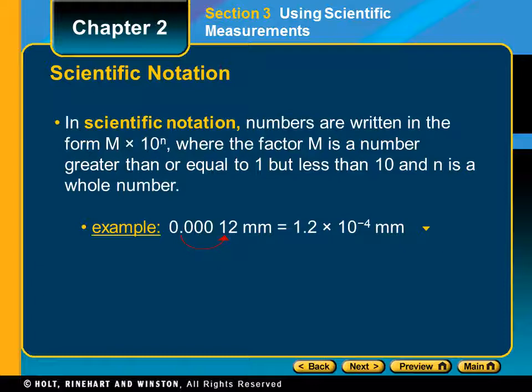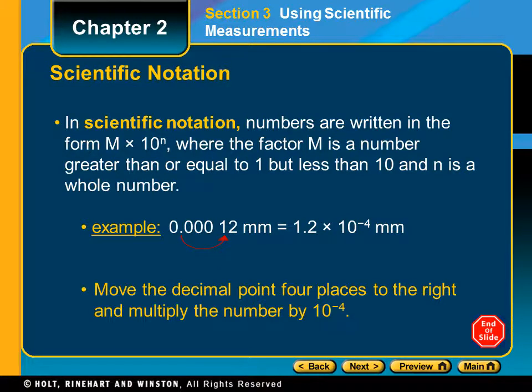The idea with scientific notation, guys, is to be able to take very large numbers and very small numbers and write them in a more manageable way. In this case, 0.00012 would be a very small number. What we did there was move the decimal point 4 places to the right and multiply the number by 10 to the negative 4.